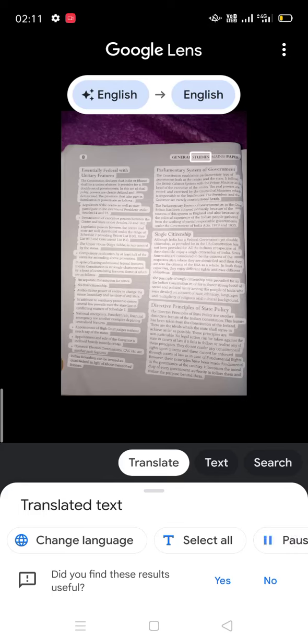8. General Studies, Mains Paper. Essentially federal with unitary features. The Constitution declares that India or Bharat shall be a union of states. It provides for a double set of governments. In this set, powers are clearly defined and demarcated.